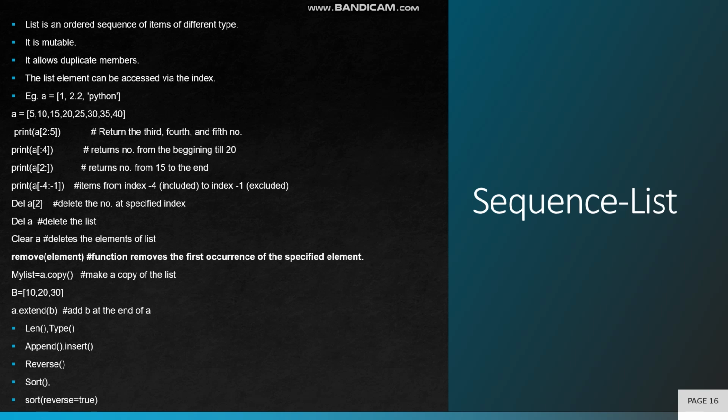In order to print the different values of list, we can use the print function followed by the list name. It will print all the values. But if we just want to fetch some of the values from the list, then we have to use a process which is known as slicing.